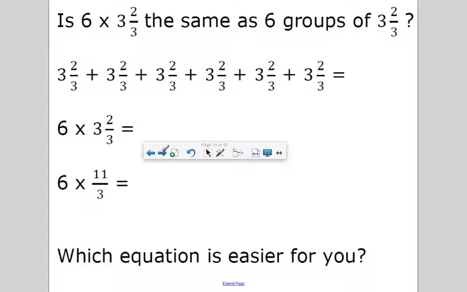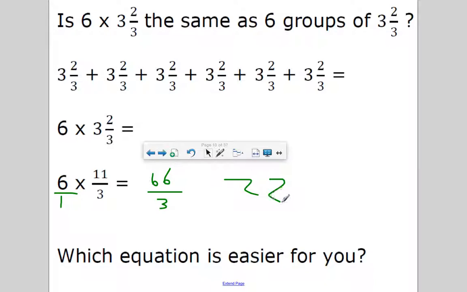So is 6 times 3 2/3 the same as saying 6 groups of 3 2/3? It is. So do you prefer adding it 6 times, multiplying by 3 2/3, or multiplying by the improper fraction of 11/3? I prefer the last one. Again, let's see. How do you turn this whole number into fraction form? Put a 1 underneath it. Multiply the numerators, you get 66. 66 divided by 3 is 3. Can 3 even go into 66?